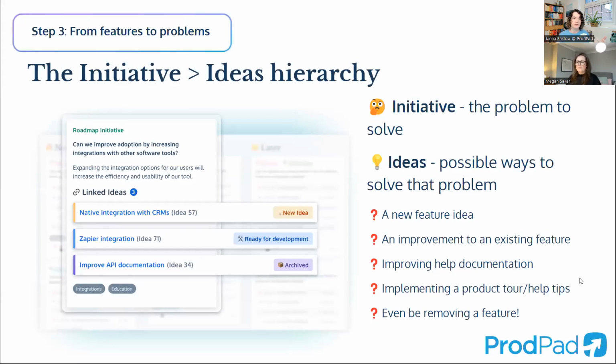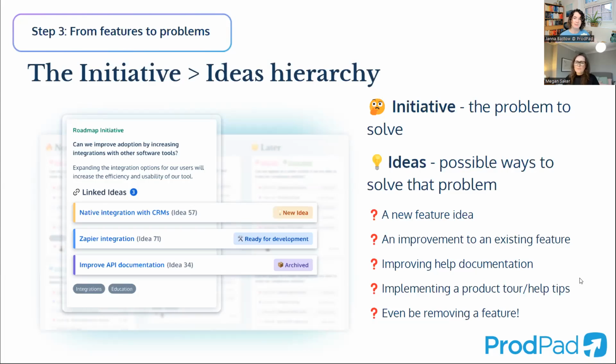So this is what the hierarchy might look like on a roadmap item, where you've got your broad initiative, which is the problem to solve or the area of focus or the opportunity, if you're familiar with the opportunity solution tree. Then each initiative might have a number of ideas within it, and by ideas, I mean missions or features or experiments. I like calling them experiments. And a new idea here, a new experiment might be a new feature idea. It might be an improvement to an existing feature. It might be removing a feature or changing the pricing or packaging or improving help documentation or your product tour and other stuff like that.